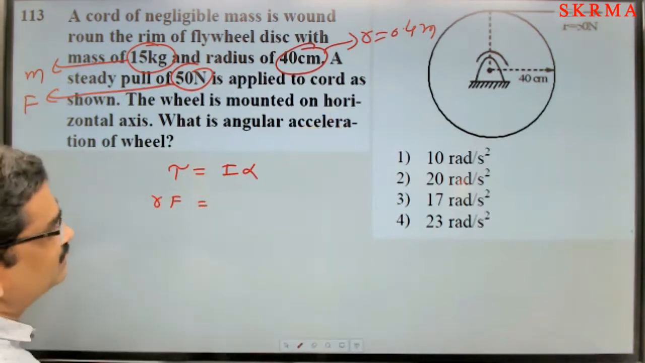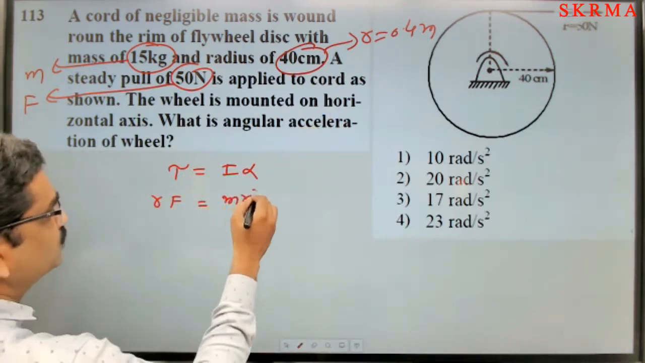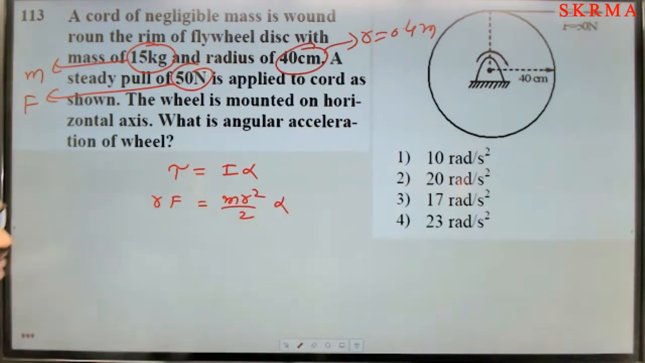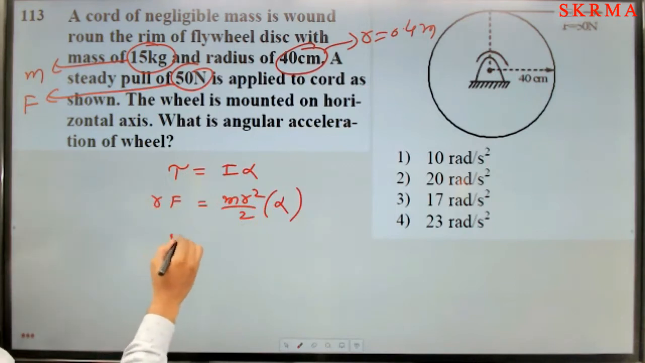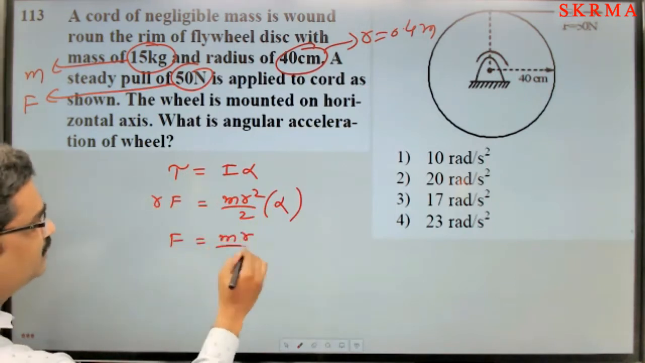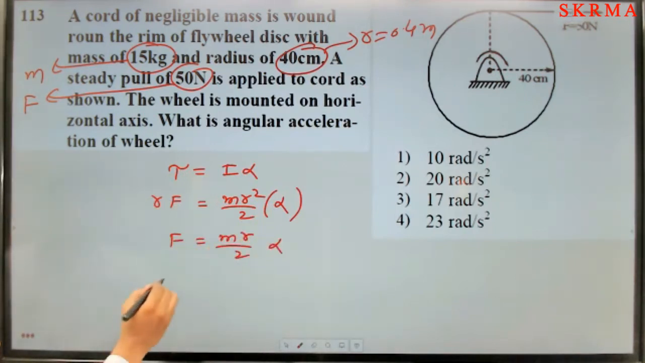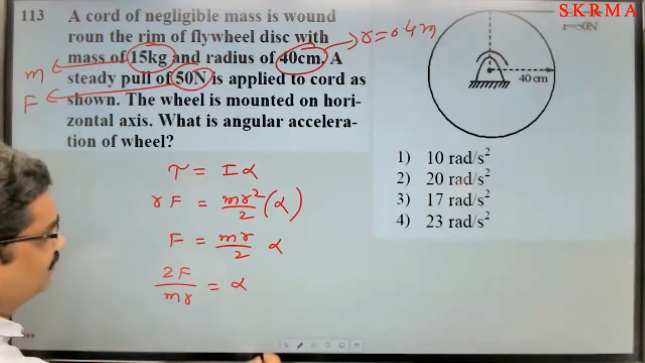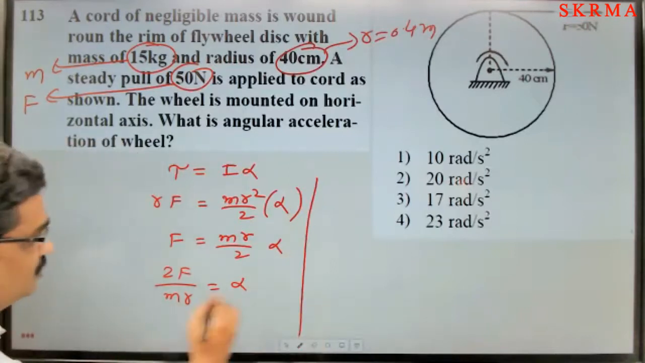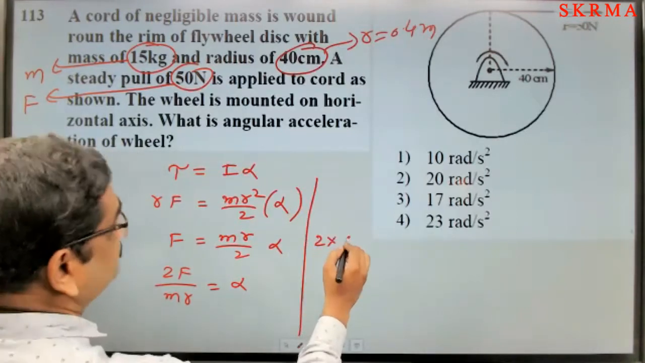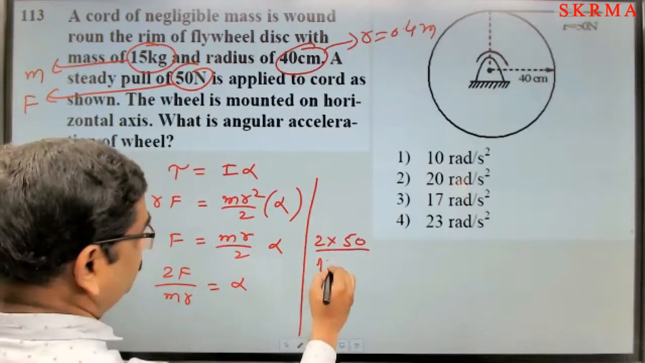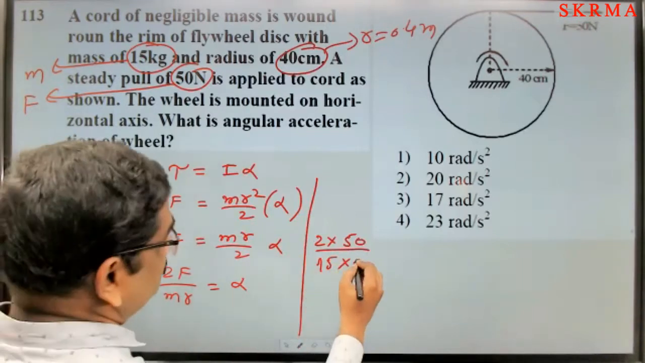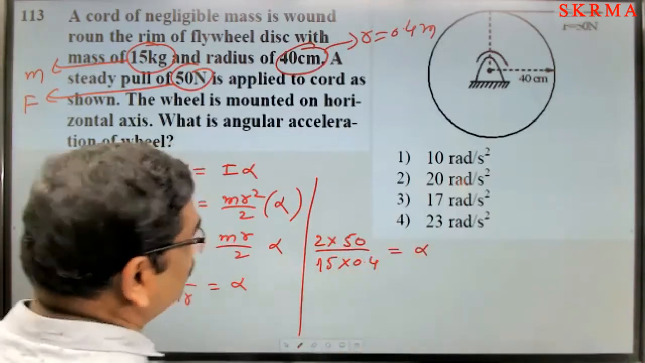Moment of inertia of the disc is MR squared by 2 into alpha. We just have to calculate alpha. Now substitute the values. So F equals MR by 2 into alpha. Substituting, 2 into F by M into R equals alpha. So 2 into F, force is 50, by M value 15 into R value 0.4 equals alpha.